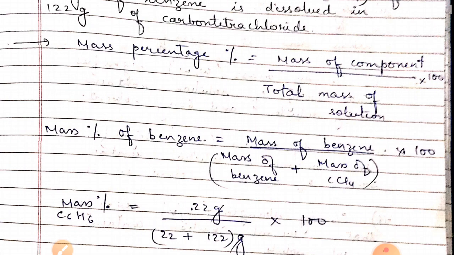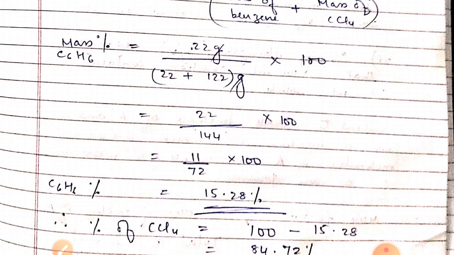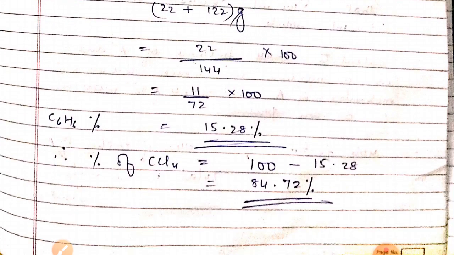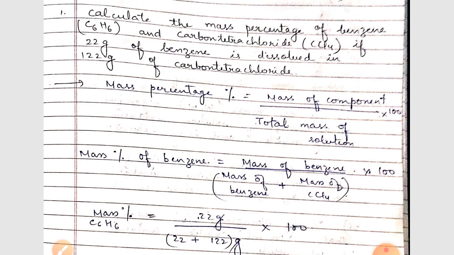Now for mass percentage, first we will find it for benzene, that is mass of benzene upon total mass of solution, that is mass of benzene plus mass of CCl4. Since it is percentage, into 100, so mass percentage is equal to 22 upon 22 plus 122 into 100. Gram will get cancelled. Now it is 22 upon 144 into 100, and when you simplify, the mass percentage is 15.28. For CCl4, the simple way is 100 minus 15.28, that is 84.72. So I hope the first question is clear to us, how to find the mass percentage.